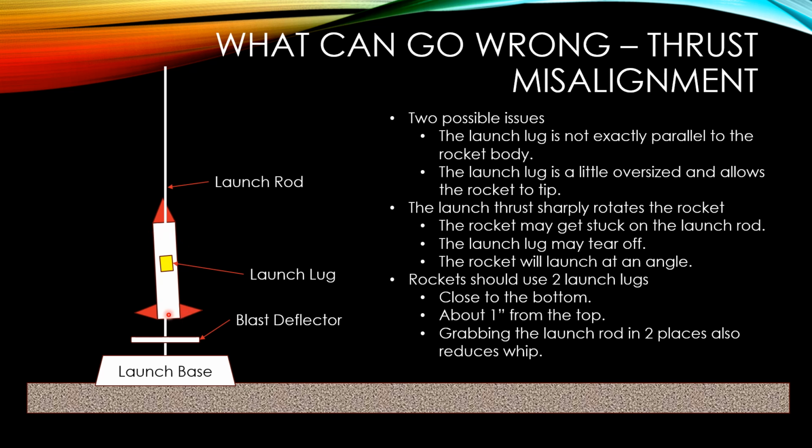So when the rocket ignites, the engine ignites, it's going to basically take the bottom of the rocket and try twisting it around in a circle, and we could end up in some serious trouble. The most obvious thing that happens is that the launch lug itself might just simply tear right off because you're twisting the launch lug directly at the launch time.